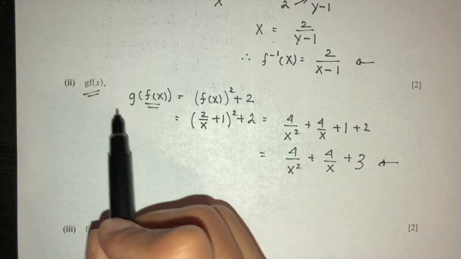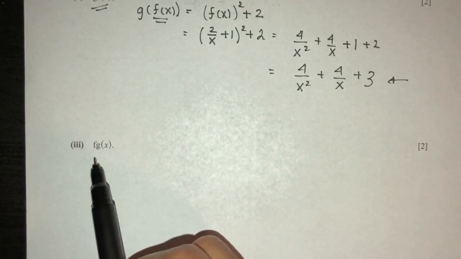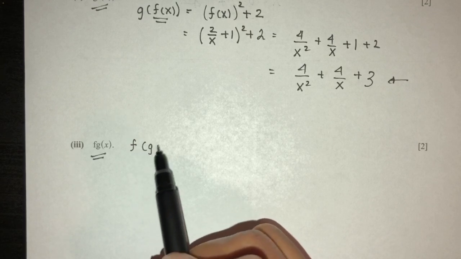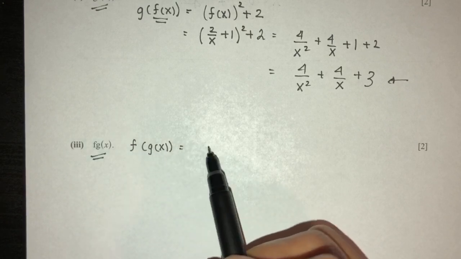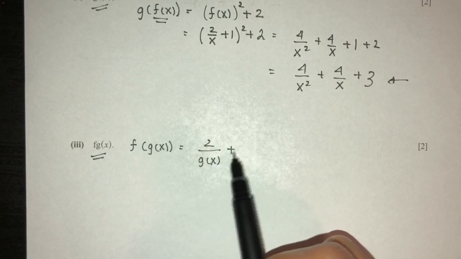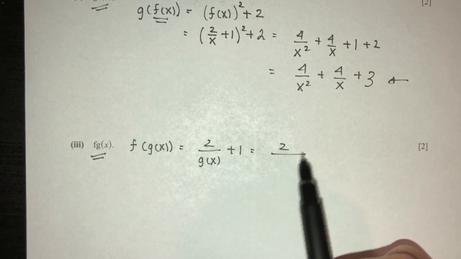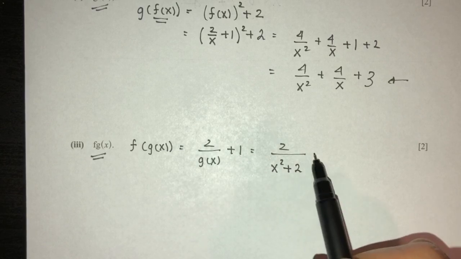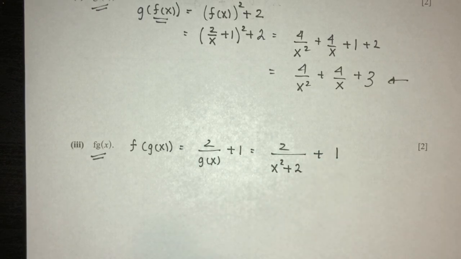That is this expression. Now for part 3, find f of g of x. So same thing. So f of g of x, you have 2 over g of x plus 1. That is 2 over x squared plus 2 plus 1. That should be it.